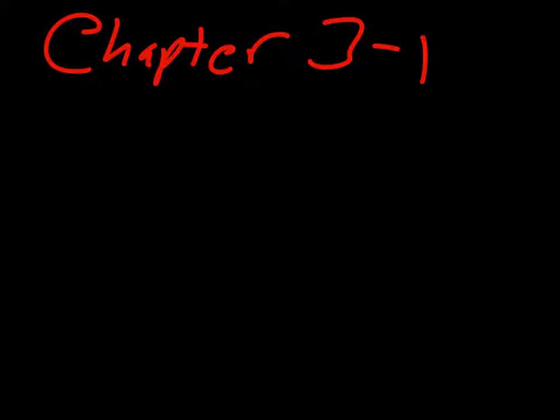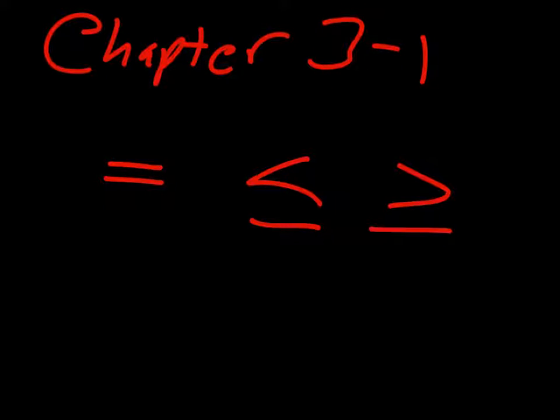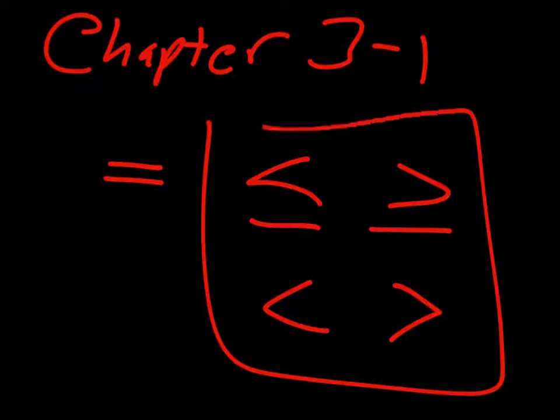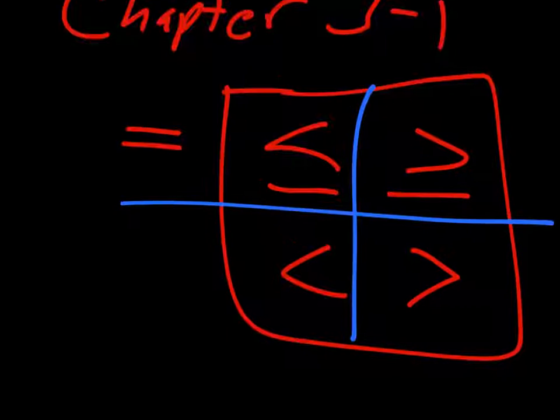Alright, welcome to chapter 3-1, inequalities and their graphs. An inequality is basically the same thing as an equation. The only thing is an equation has an equal sign. An inequality possesses a less than or equal to, greater than or equal to. So these are what they look like.